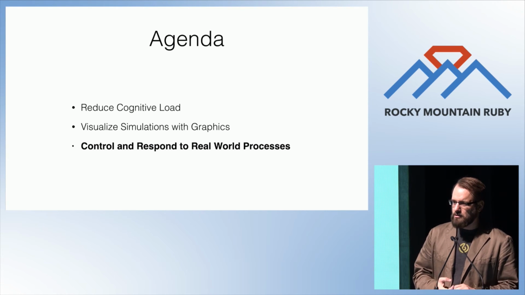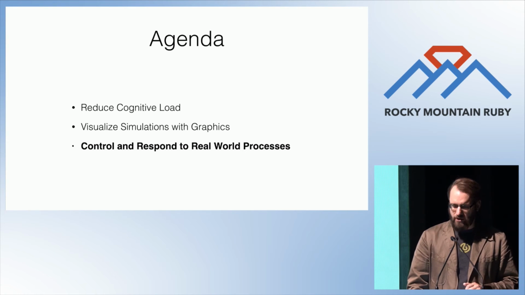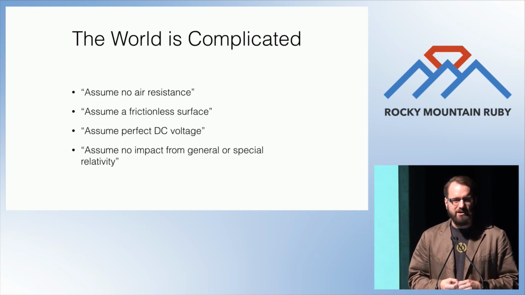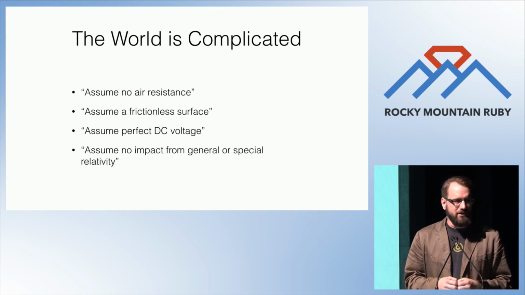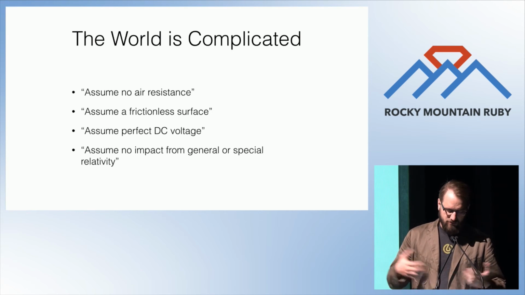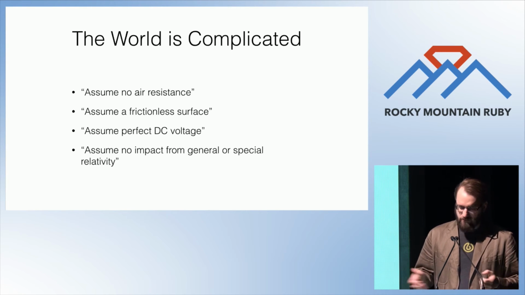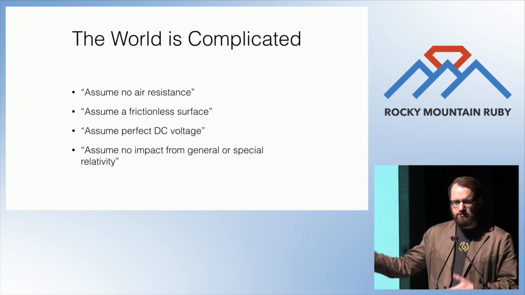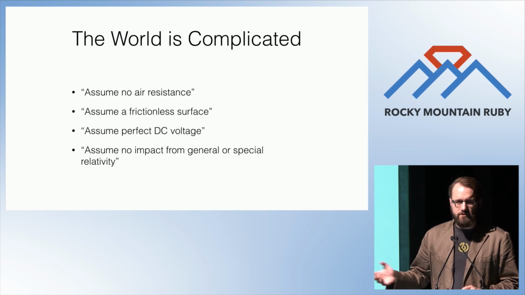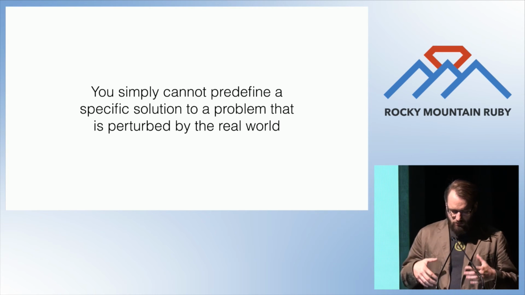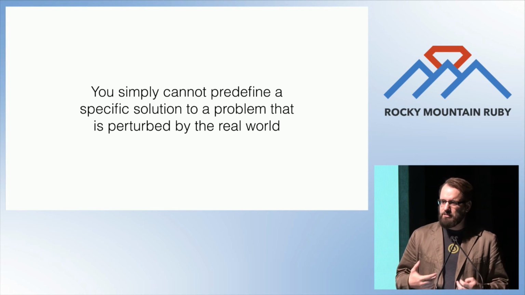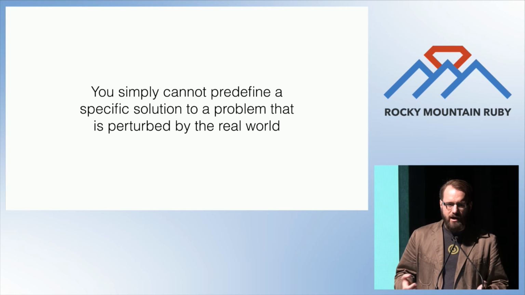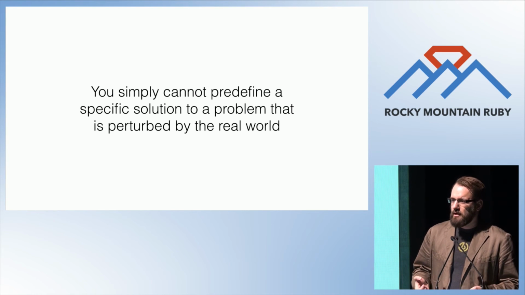So now we're going to talk about controlling and responding to real-world processes. So the world is super complicated. In some of your classes that you might have had in physics, you might assume that there's no air resistance, frictionless surface, et cetera. The problem is, in the real world, you can't actually assume that these things don't affect you. And so you can't specify a solution a priori. It will get affected by all these little things like air resistance and friction.